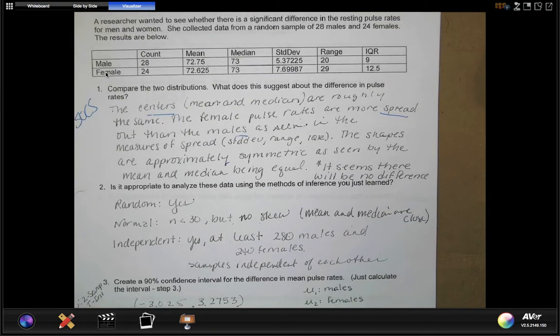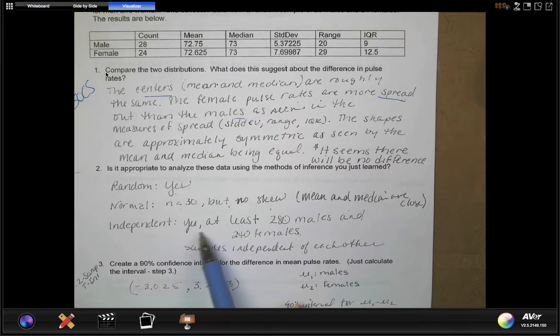Is it appropriate to analyze? So yes, the sample is greater than 30, but again, I believe that they're approximately symmetric, so I'm saying no skew. Yes, at least 280 males and 240 females. Samples are independent of each other.